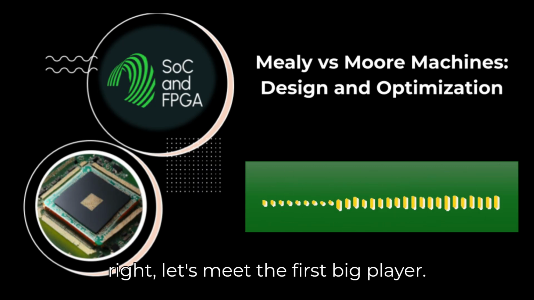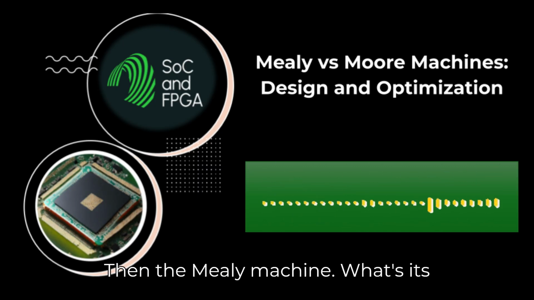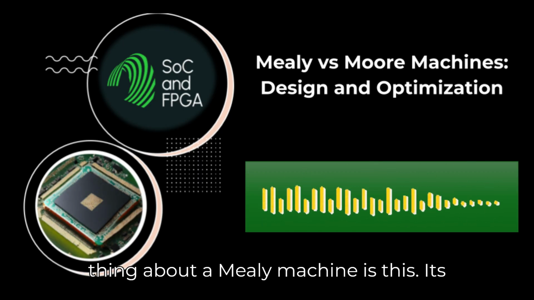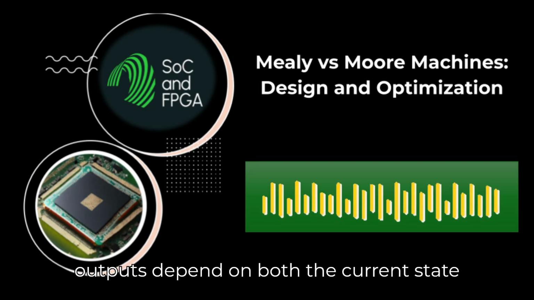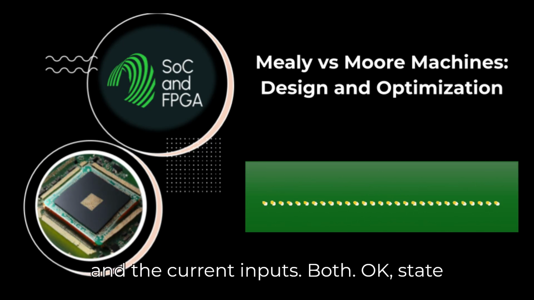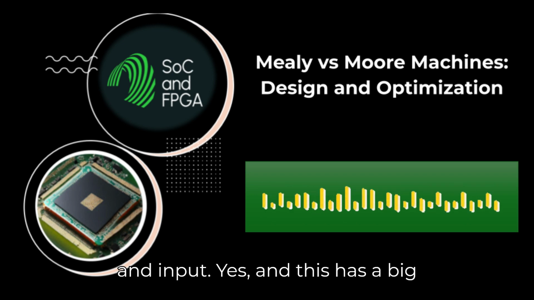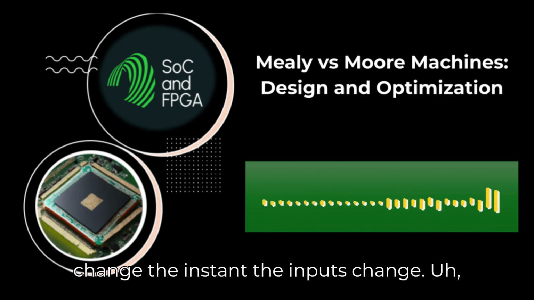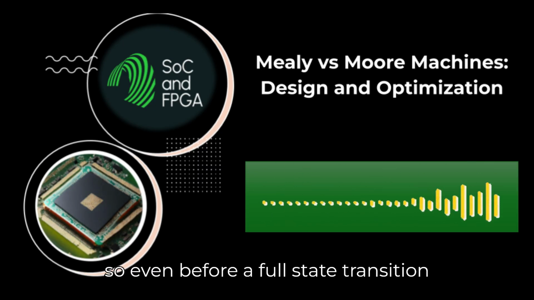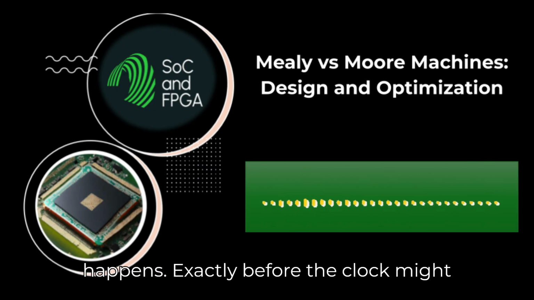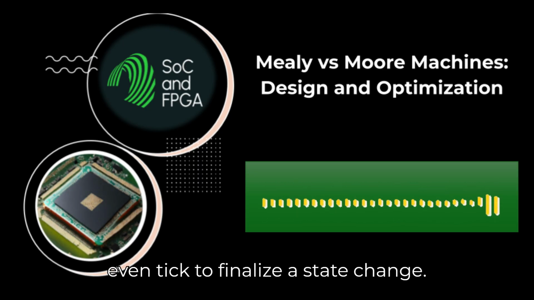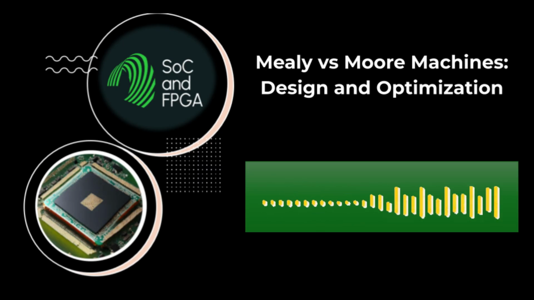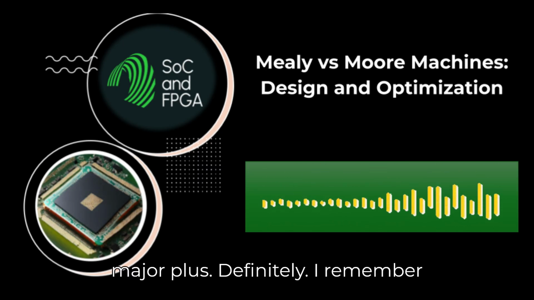You got it. All right, let's meet the first big player then, the Mealy machine. What's its defining characteristic? The absolute key thing about a Mealy machine is this: its outputs depend on both the current state and the current inputs. Both. Okay, state and input. Yes, and this has a big consequence. It means that outputs can change the instant the inputs change. So even before a full state transition happens. Exactly. Before the clock might even tick to finalize a state change. This allows for really fast reactions. So super quick response times. That's a major plus. Definitely.